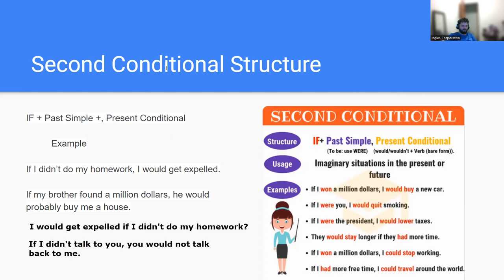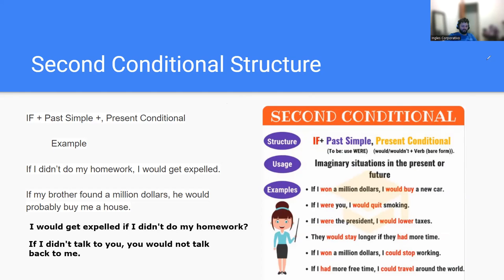You just said, if I would. And that's not the structure. If plus what? If plus past simple. Exactly. You don't say would after if. Fernando, take a look at the examples that you got here, okay? This is the structure, and these are the examples. So you have to redo them. It's if plus simple past. See, if I won $1 million, if I were you, if I were the president, if they had more time, if I had.